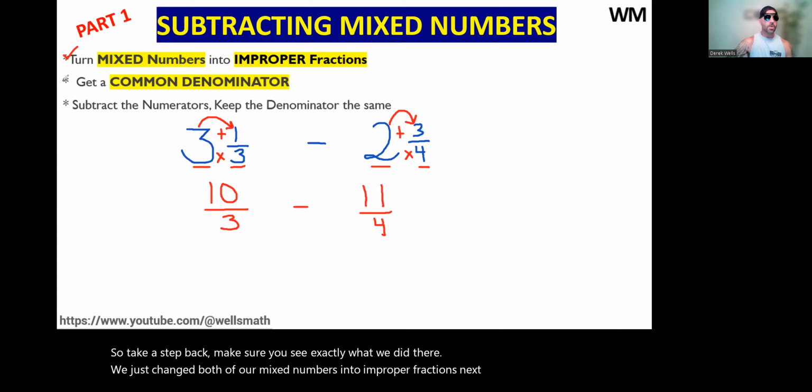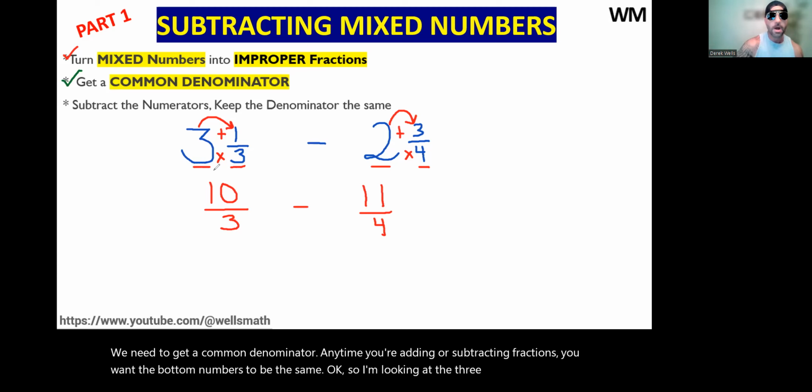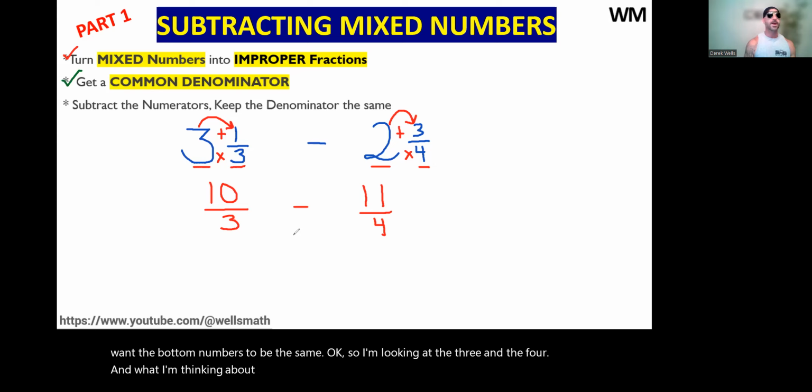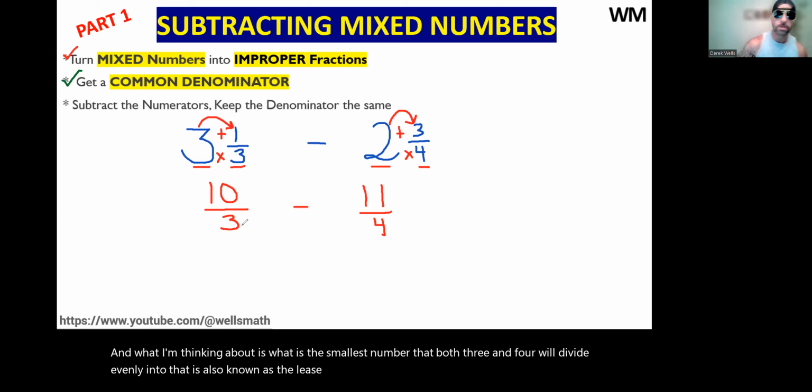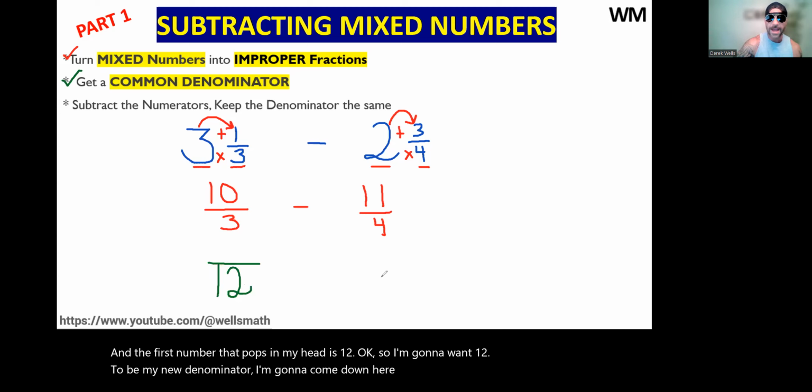Next step. We need to get a common denominator. Anytime you're adding or subtracting fractions, you want the bottom numbers to be the same. Okay, so I'm looking at the 3 and the 4. And what I'm thinking about is, what is the smallest number that both 3 and 4 will divide evenly into? That's also known as the least common multiple. And the first number that pops in my head is 12. So I'm going to want 12 to be my new denominator. I'm going to come down here and go ahead and write that 12.